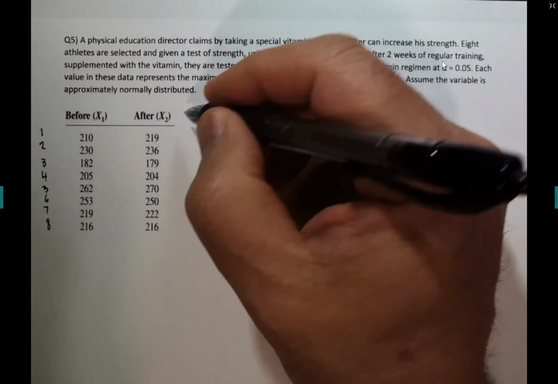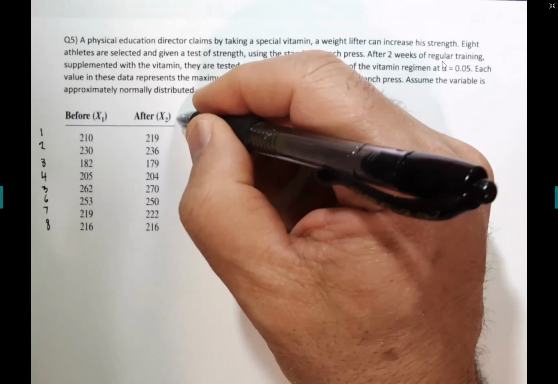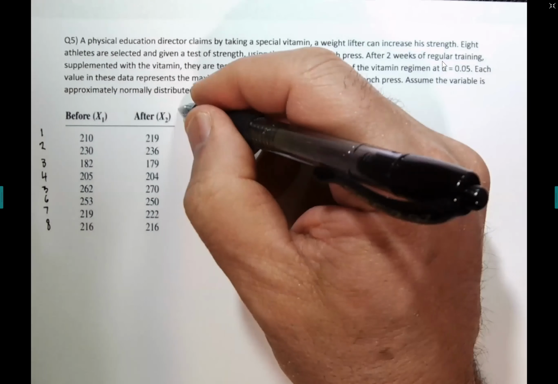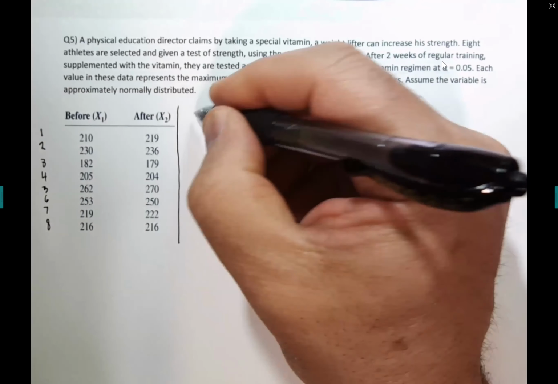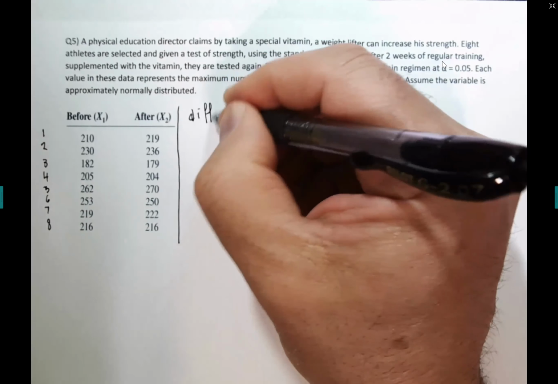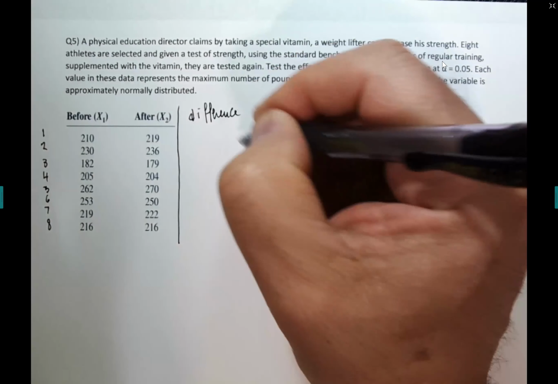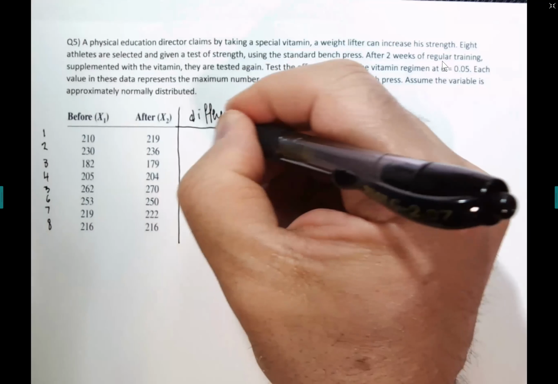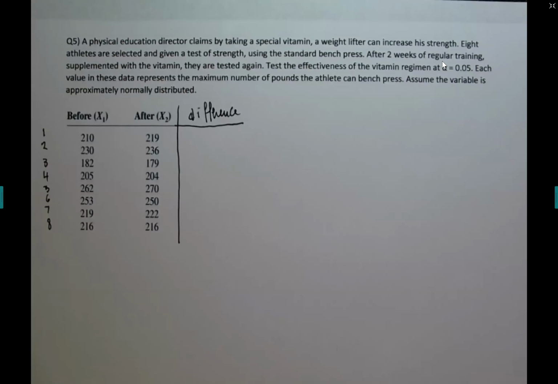Okay, so we want to see if this is effective. The training and the vitamins is effective. So this is what we're going to do, guys. We're going to do the difference here. I did them in a vertical way. The previous exercises were in horizontal. Your book has them all in horizontal way just to save space. But it just happened that I put them in a vertical format.